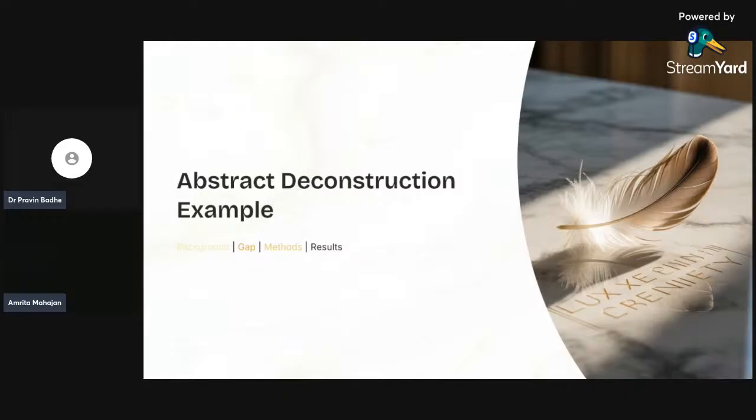Then comes the abstract deconstruction. It means breaking down a particular scientific abstract, or any abstract, into its key components. So it's like understanding what the study is about, how it was done, why it was found out, why they performed those methods, and why it matters. Instead of reading the abstract as one text, you can dissect it, part by part, section by section, and read it.